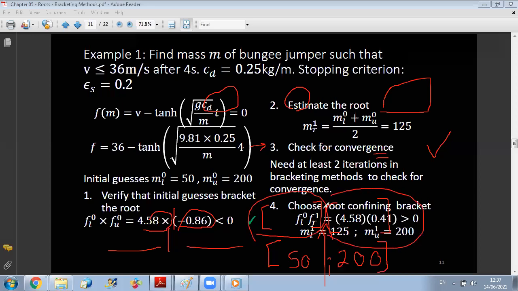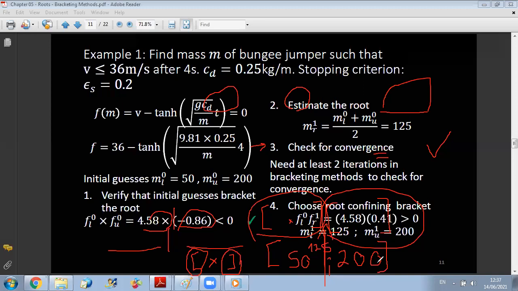You should check for the condition. In order to have the root in either of the two brackets, the condition is that when I define my new bracket, the function at the lower end times the function value at the upper end should be negative. The sign should be negative to make sure, because they have opposite signs, that the root is in between. Okay? So now you say, the middle of 50 and 200 is 125. But now, what is my new interval? Is my new interval 50, 125, or 125, 200?